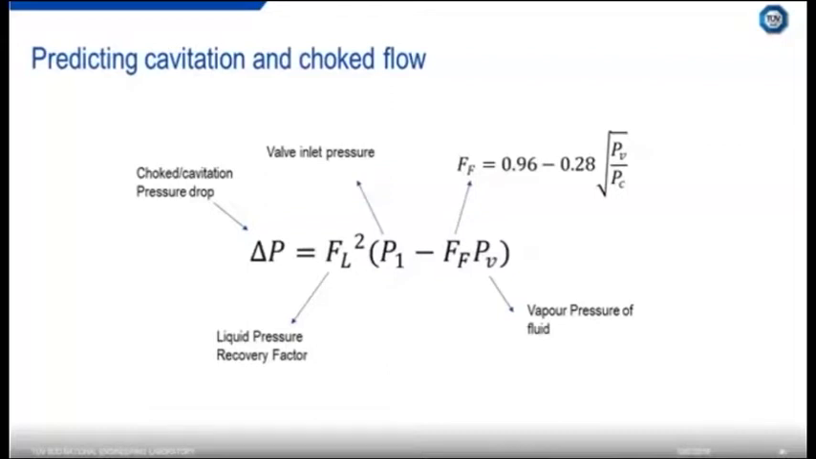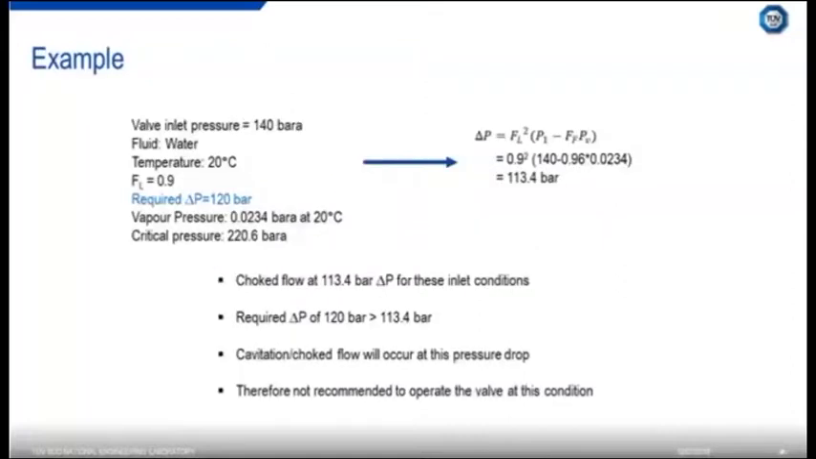P1 is the valve inlet pressure. FF is basically just a correction factor, based on the vapor pressure of the fluid and the critical pressure of the fluid. So these are numbers that you can go and look up or calculate. There's just a quick worked example here to show you how to actually use FL numbers.